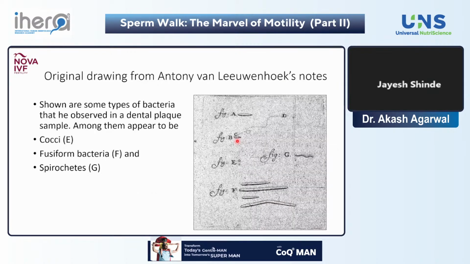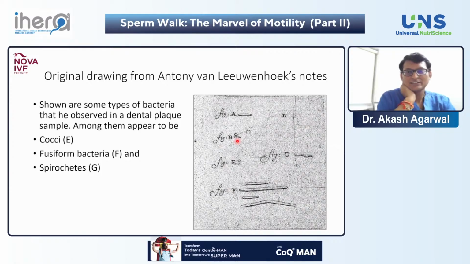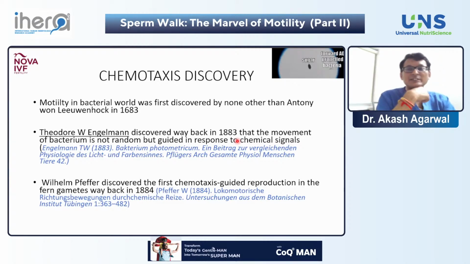Motility was observed way back, some historical facts here, by Anton von Leeuwenhoek. He could see bacteria collected from an oral sample of a person with dental plaques. He could see cocci, fusiform bacteria, and spirochetes which were moving, and we know that spirochetes have this typical corkscrew type movement. Chemotaxis was discovered way back in 1883, in a paper presented by Engelmann et al., where he showed that bacterial movement is not random, but rather is guided by chemical signals.